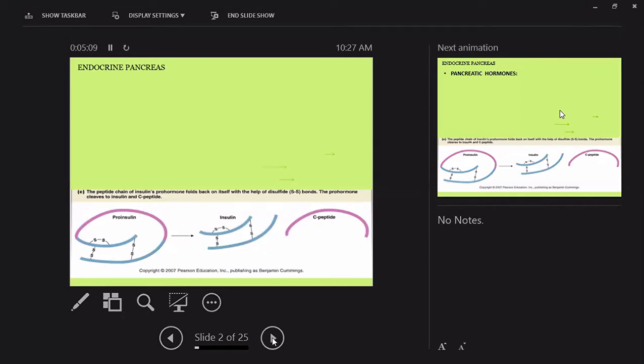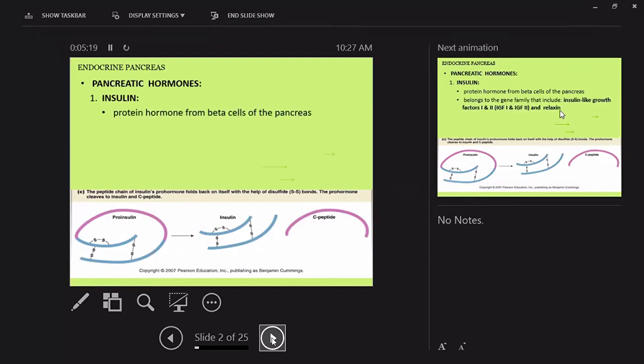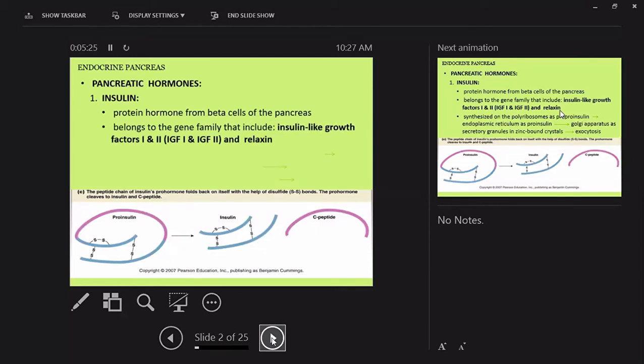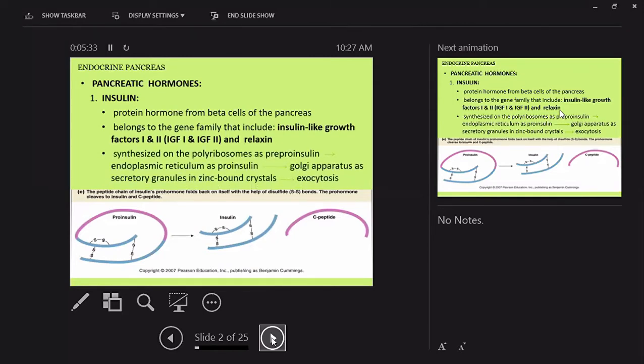So, this is your pancreatic hormones. First is insulin. It is a protein hormone from the beta cells of the pancreas. It belongs to the gene family that include insulin-like growth factors 1 and 2 and relaxin. It is synthesized on the polyribosomes as preproinsulin. Then this will attach to the endoplasmic reticulum and processed and converted to your proinsulin.